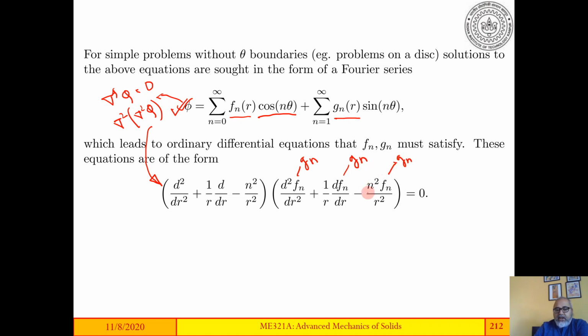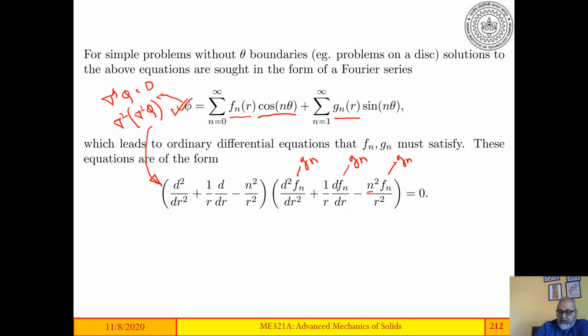And note that n is an integer, so for different values of n starting from 0 to infinity, you will get an equation each for Fn and Gn. Okay, now these differential equations, this is a fourth order differential equation, and this has a general solution.